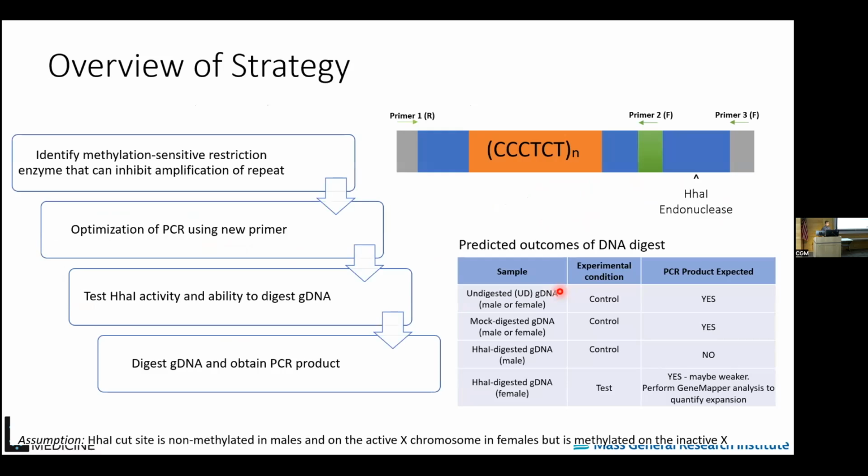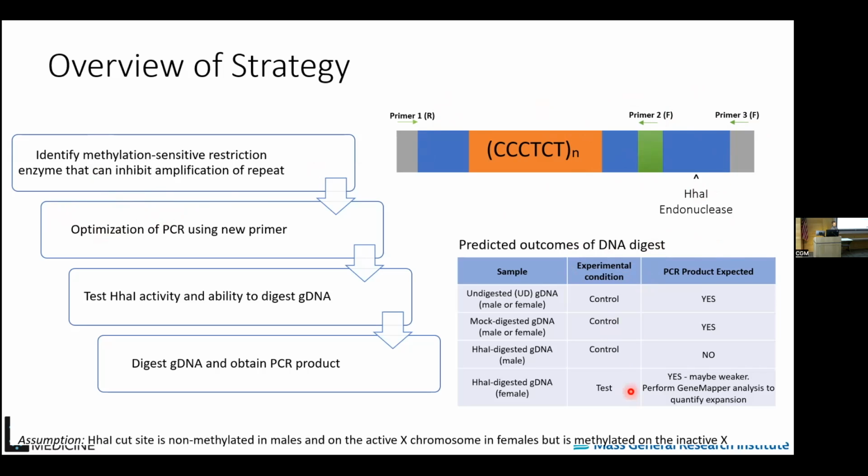To accomplish this, there were a few hurdles we had to overcome. First, we had to identify a methylation sensitive endonuclease that would cut our DNA, and that was HhaI. But as you can see, the PCR primers that we were using in the past would only amplify the hexanucleotide repeat and not the cut site. So the next step was to optimize a new PCR primer that would amplify not only the repeat, but also the cut site. After we had done that, we needed to test the enzyme activity to make sure it was actually cutting DNA and working before we tested our samples. And once we did those three steps, we could move on to testing our hypothesis.